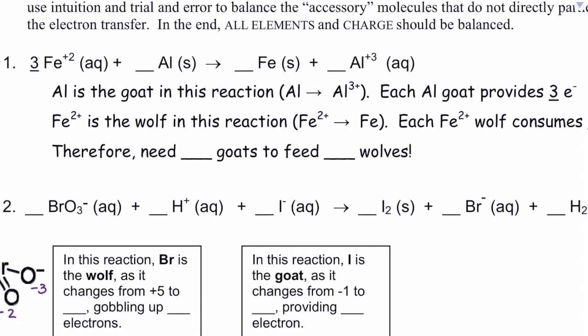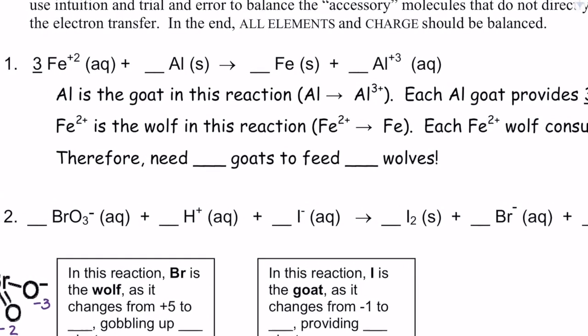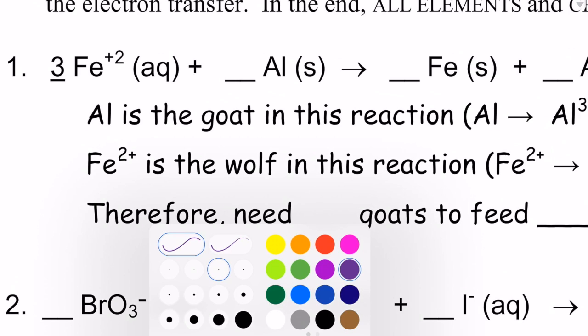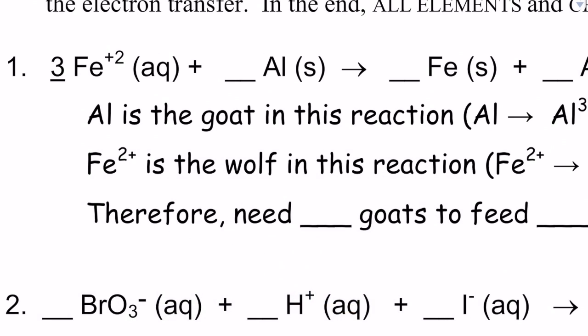For number 1, the first thing that you need to do is determine which of the elements are being oxidized and which of the elements are being reduced. And we can tell that by looking at their oxidation number. So first, you'll need to assign them an oxidation number. So remember that elements that have a charge, that is the oxidation number. So for iron 2+, the oxidation number is +2.